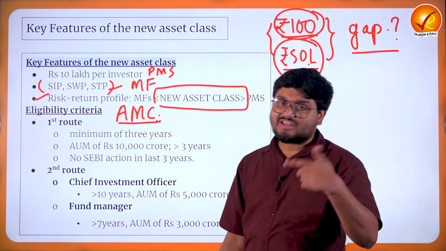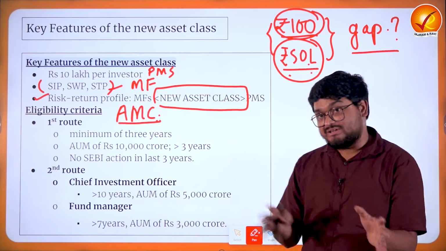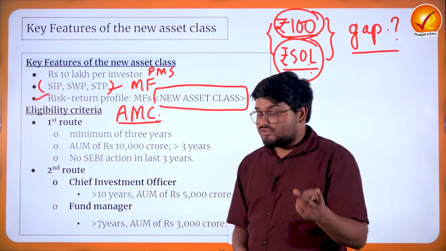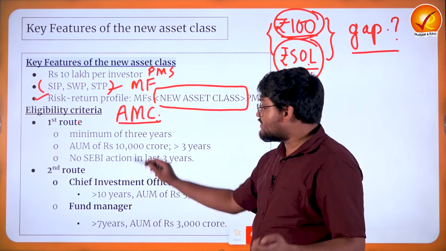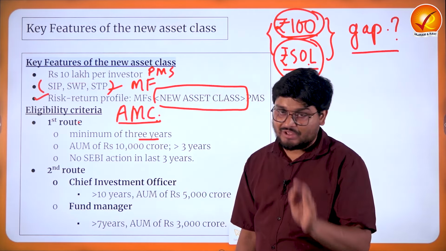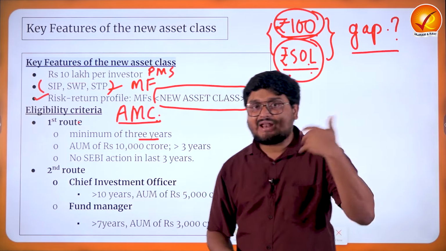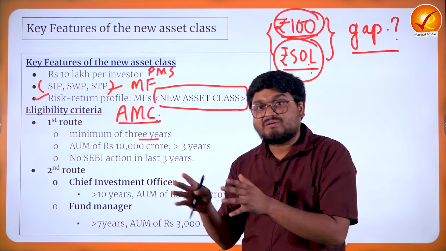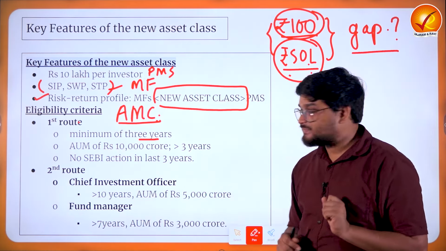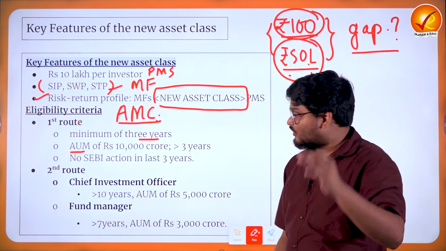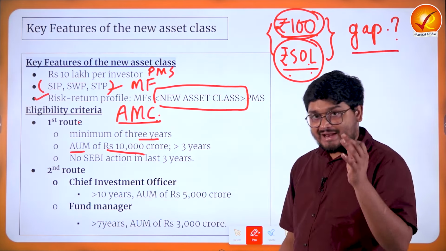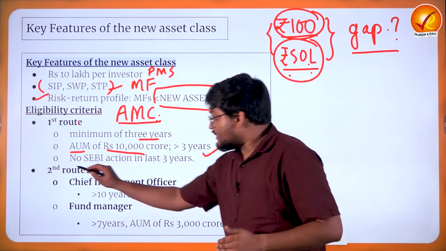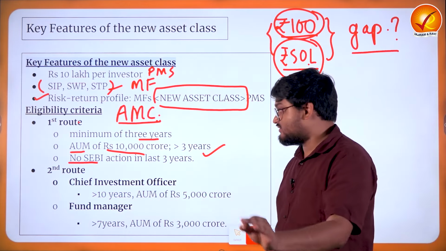Now, there are some asset management companies, for example Axis, SBI and so on, who deal with mutual funds, and they will be eligible via two routes. The first route is that the AMC must have a minimum of 3 years in operation in the market. Next, they should be managing assets of more than 10,000 crores for more than 3 years, and no SEBI action should have been taken against them in the last 3 years.